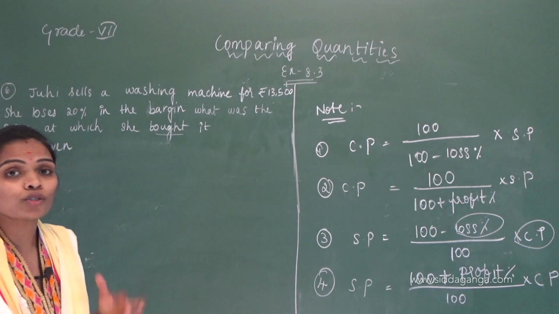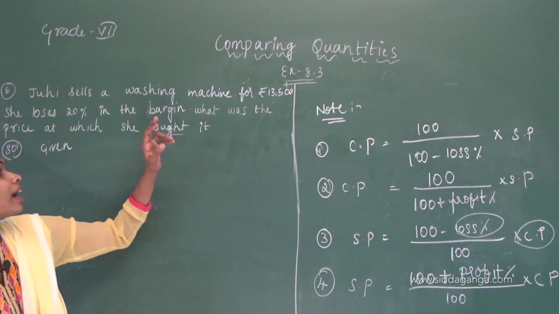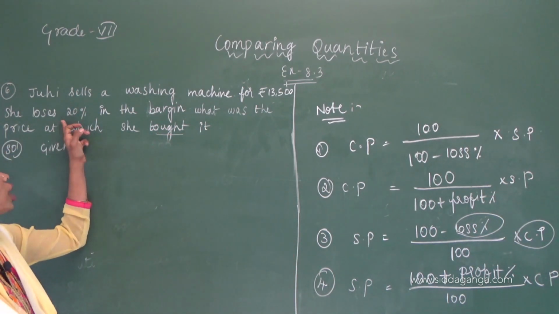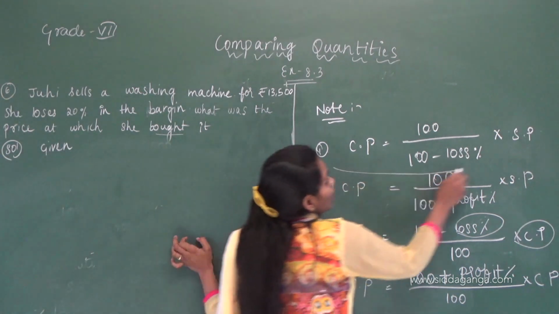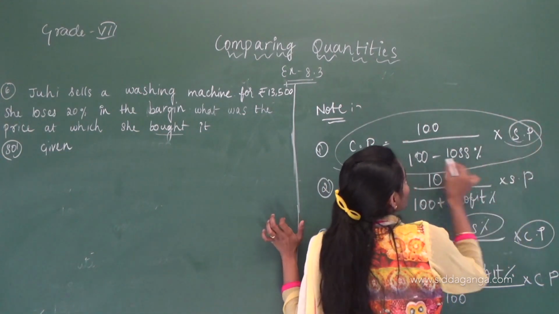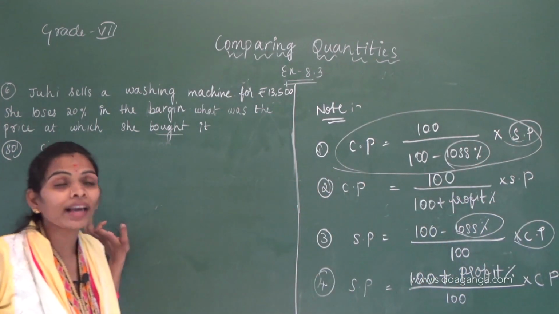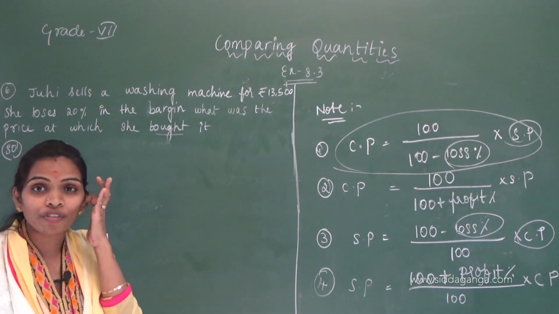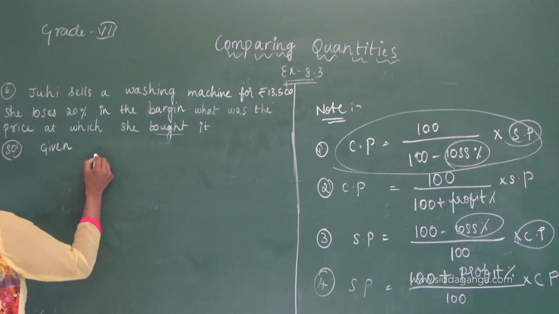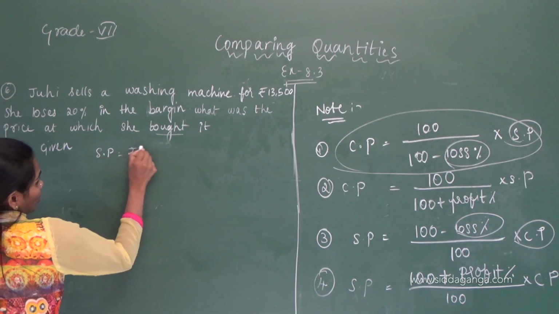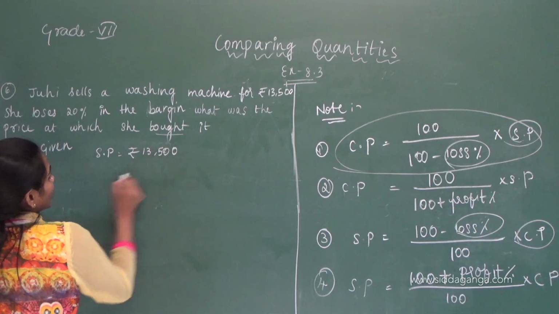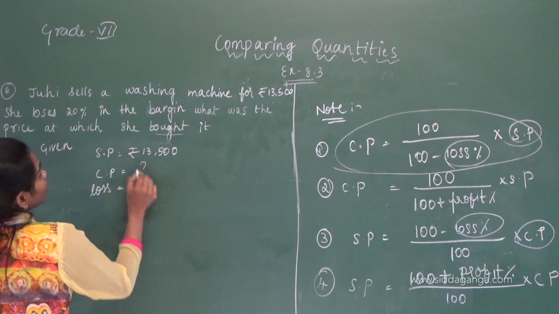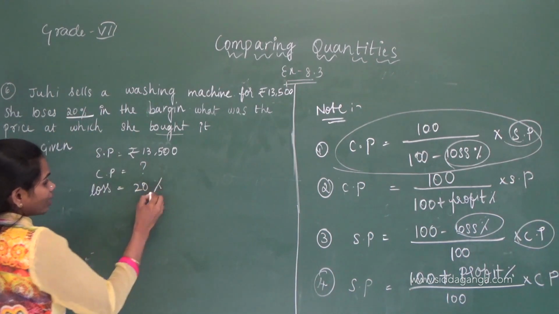Here in these four formulas, which formula is suitable for this situation? Here they are giving the selling price of a particular washing machine and the loss percentage. Which formula do we have to use here? They are asking us to find the amount for which they bought it, that means the cost price of that item. Given: SP equals 13,500, CP equals question mark, and loss percentage equals 20%.